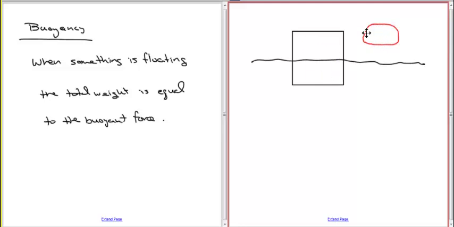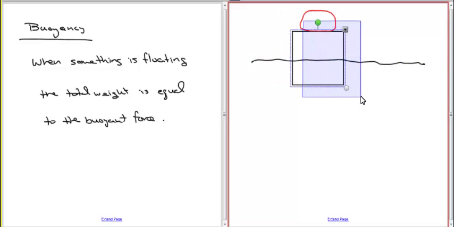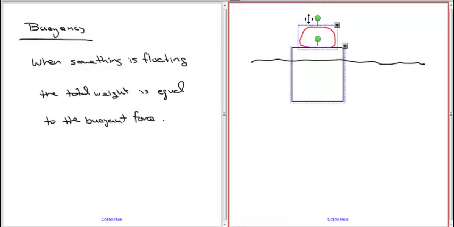Now, if I put this piece of gold on here, then this thing's going to go lower in the water. It's not going to sink. And because I have this extra weight, this thing is going to have to move down to displace more of the liquid.